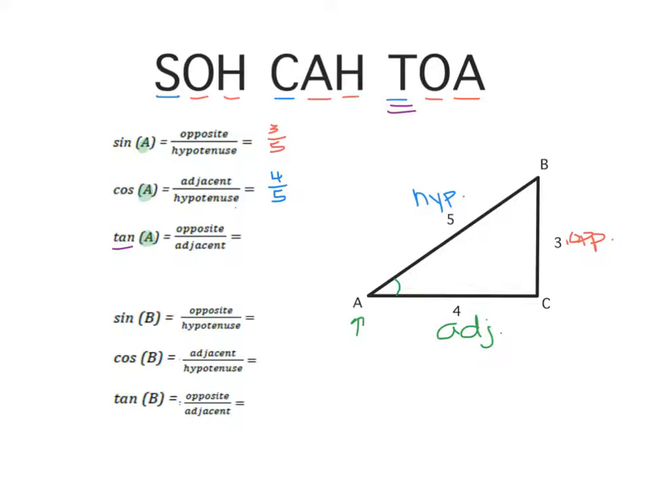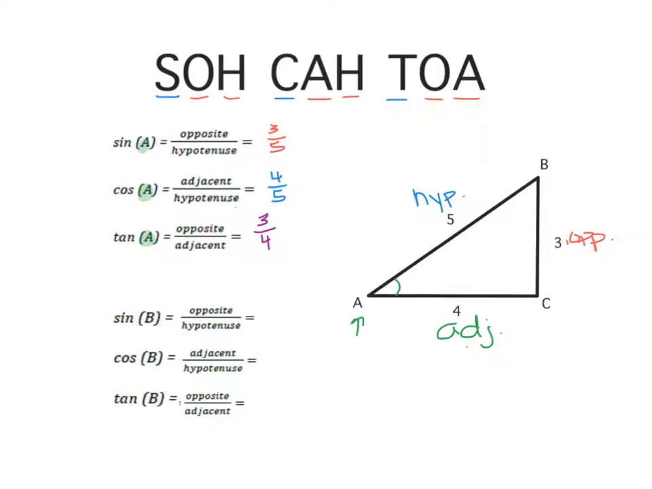And TOA, T, is followed with O over A, which represents opposite, this side right here, over adjacent, this side right here. And we see that here, right? Opposite over adjacent, TOA, TOA. So I'm going to take the value of the opposite side, 3, and put it over the value of the adjacent side, 4. So using SOH CAH TOA, we are actually told all the different trigonometric ratios right up here in our mnemonic device.